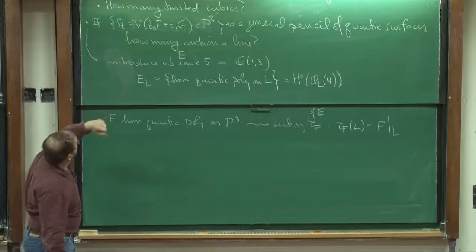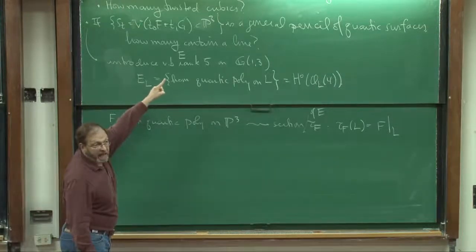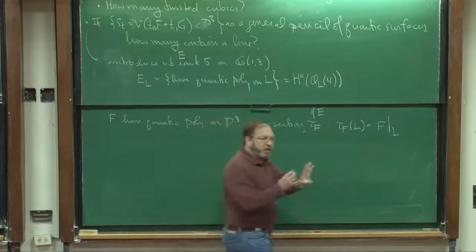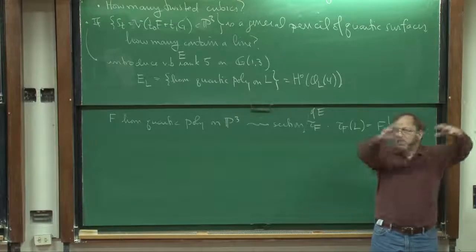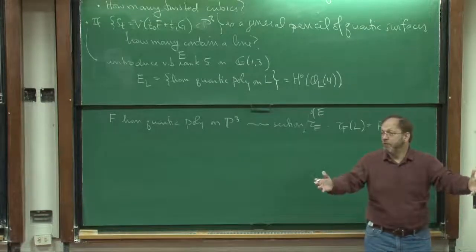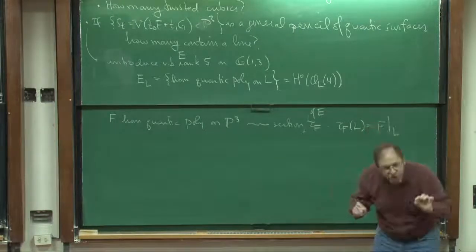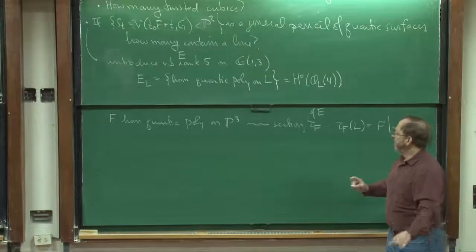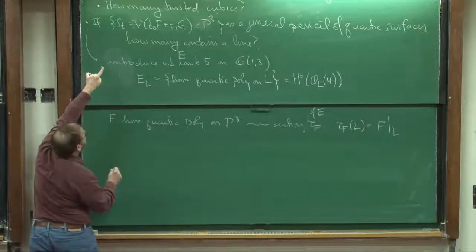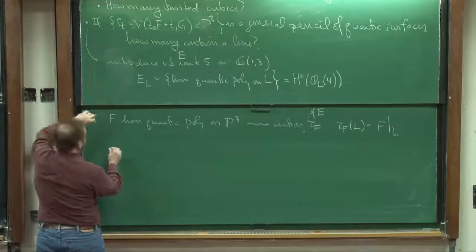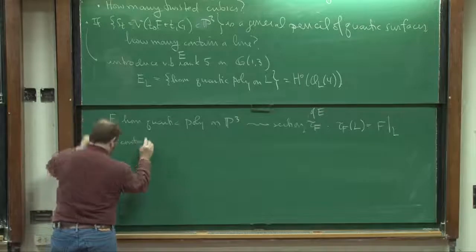But now, suppose I have a pencil of quartic surfaces. That means I take 2 general quartic polynomials, and I ask how many of the quartic surfaces in that pencil... you can think of it in the space of all quartic surfaces, which is a P34, as just a random line. How many contain some line?